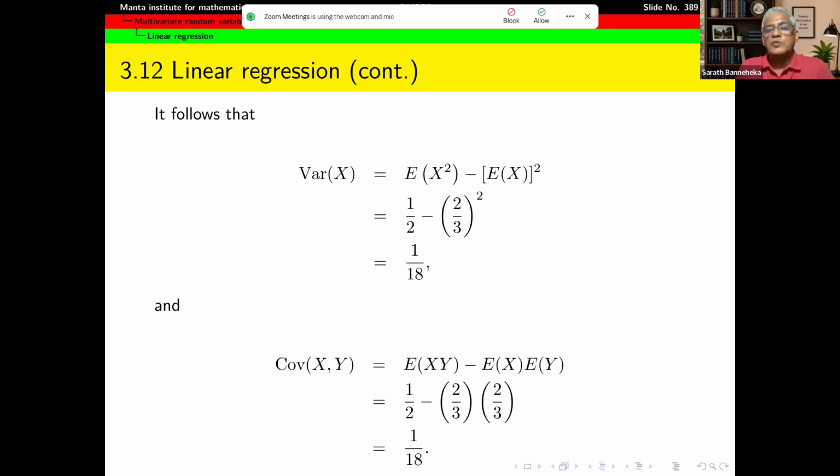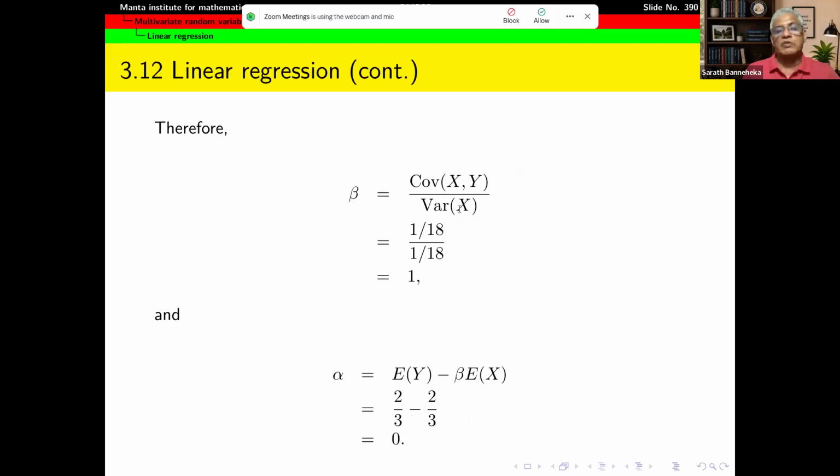So once you know the expected value of x square and expected value of x, we can get the variance. Once you know the variance of x, variance of y, we can get the covariance, and we can get the beta also, right? So covariance is expected value of x times y minus expected x times expected value of y, and we get this answer. So beta is equal to covariance divided by the variance of x, that is equal to 1 in this case. Alpha is equal to 0. Therefore, the least squares regression line is just alpha plus beta x, which is equal to x.